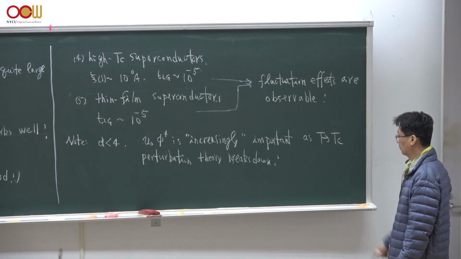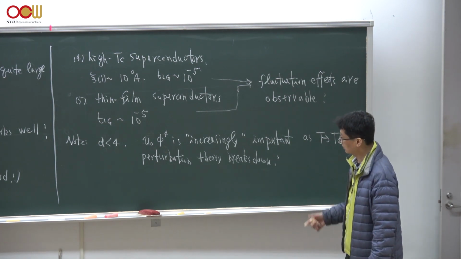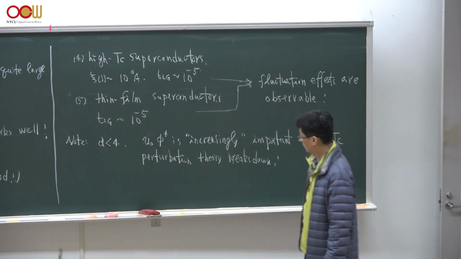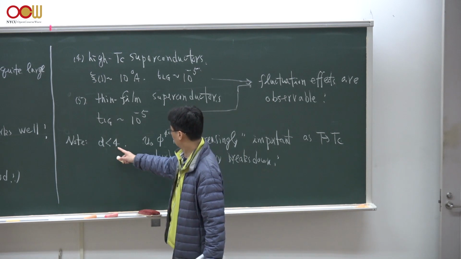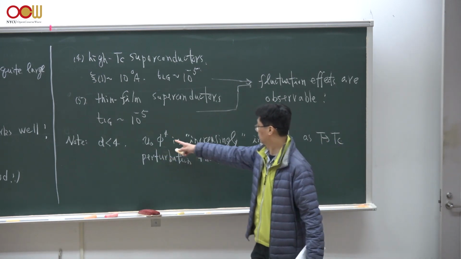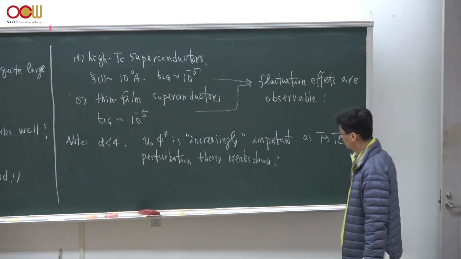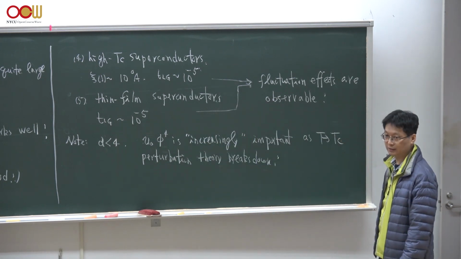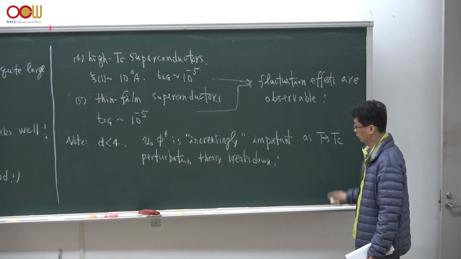A special remark here: we want to emphasize that as the dimension is less than 4, the upper critical dimension, this quartic term proportional to φ to the power of 4 is going to be increasingly important as you approach the critical temperature.